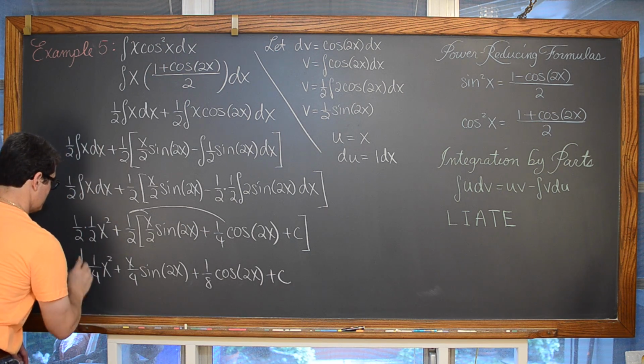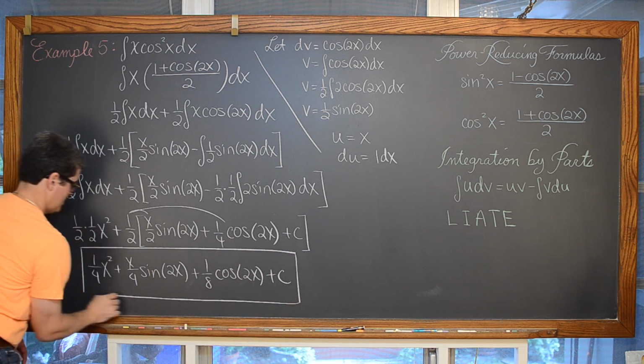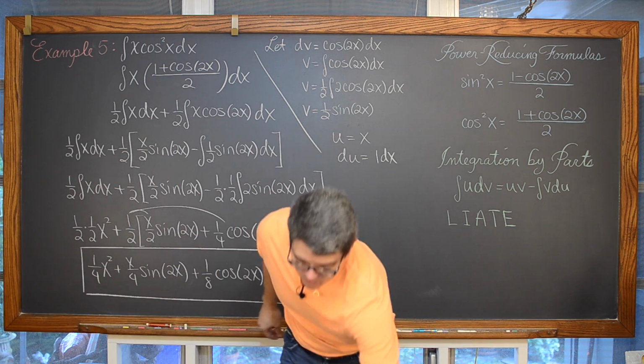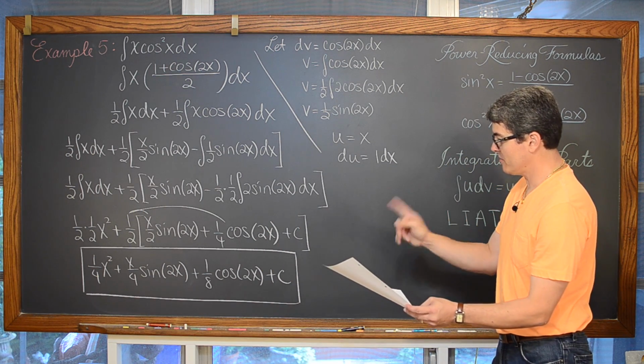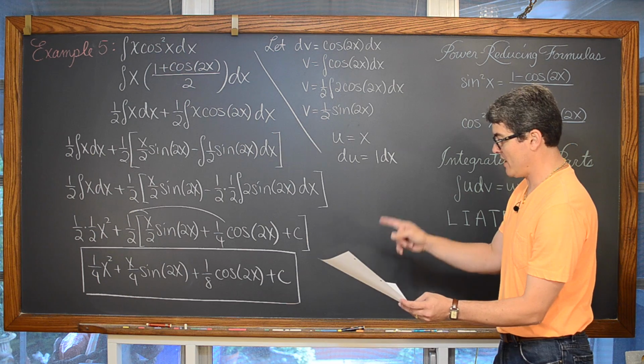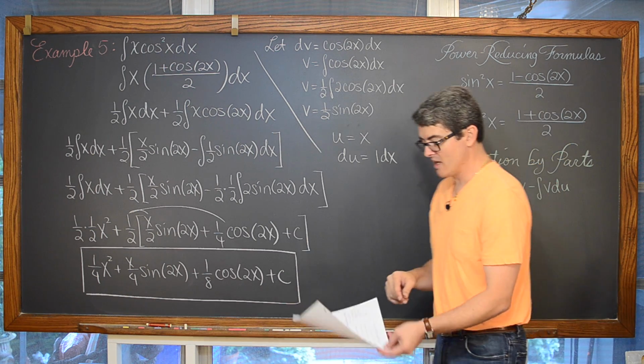Just trying very hard not to make any careless mistakes. And I pre-work all my homeworks or my examples, so let's just make sure I didn't. I've got 1/4 x squared plus x over 4 sine of 2x plus 1/8 cosine of 2x plus c.